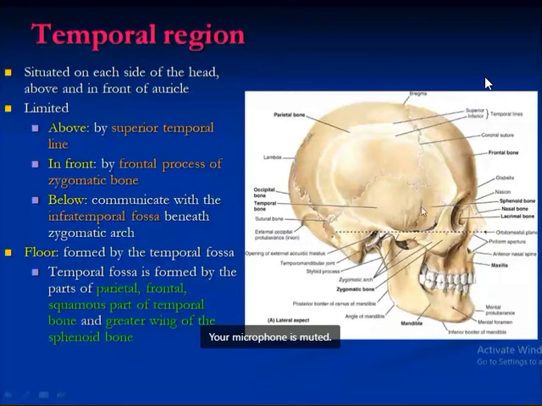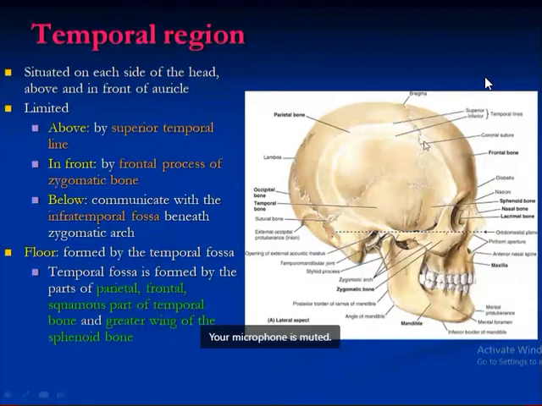Now, it has a certain boundary. You can see above, can you see the two lines in this part? This is the superior temporal line and this one is the inferior temporal line. Now, this is the temporal region, which will be demarcated superiorly by the superior temporal line.